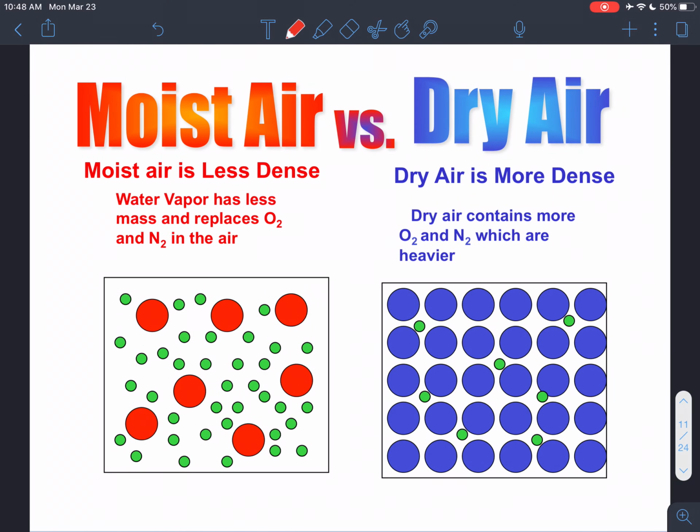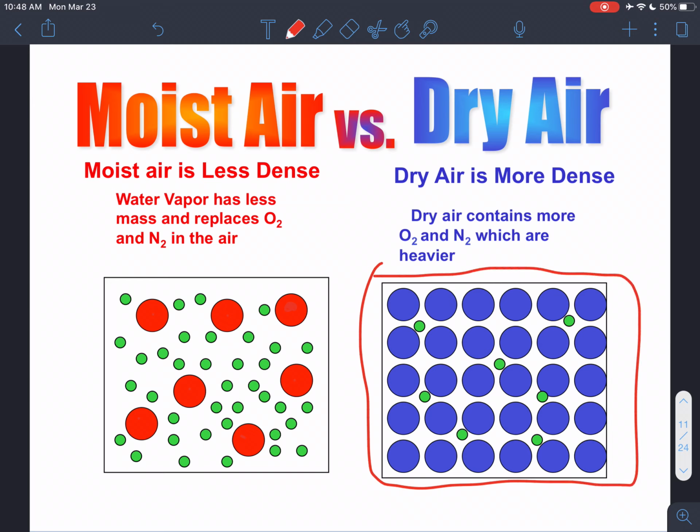If you look in this photo here, we've seen this a few times before. Moist air has fewer molecules, right? So you can see there are fewer warm air molecules here, and they're filled in with the water vapor. Because water vapor has a lesser mass, it's not going to weigh as much as all of these over here, which have a much higher atomic mass. So the more cold air molecules, the heavier it's going to be.